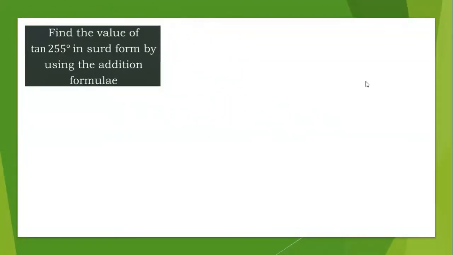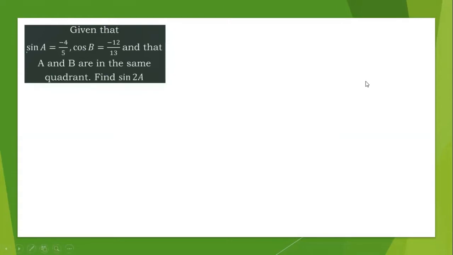Okay, next. Question 3. Given that sine A equals minus 4 over 5, cosine B is minus 12 over 13, and that A and B are in the same quadrant, find sine 2A. The first step, you have to identify the position of A and B.